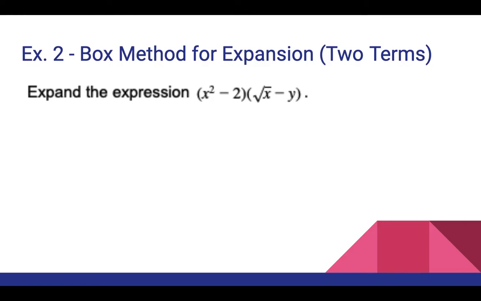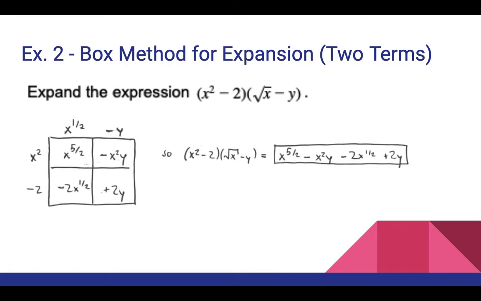So expand the term x squared minus 2 times square root of x minus y. So again, we rewrite our expression as the length of a square or rectangle, with each part of the expression occupied by a term of the expression. So right here we have square root of x minus y rewritten as x to the 1/2 minus y. Right here we have x squared minus 2 written as x squared minus 2. So now we fill in the blanks of each grid.